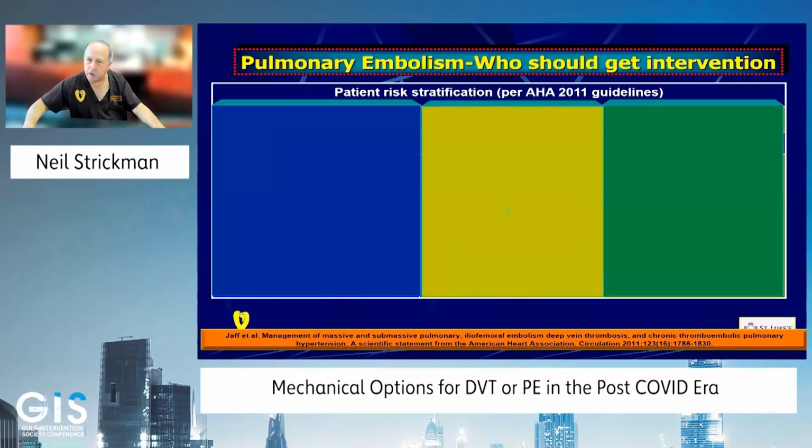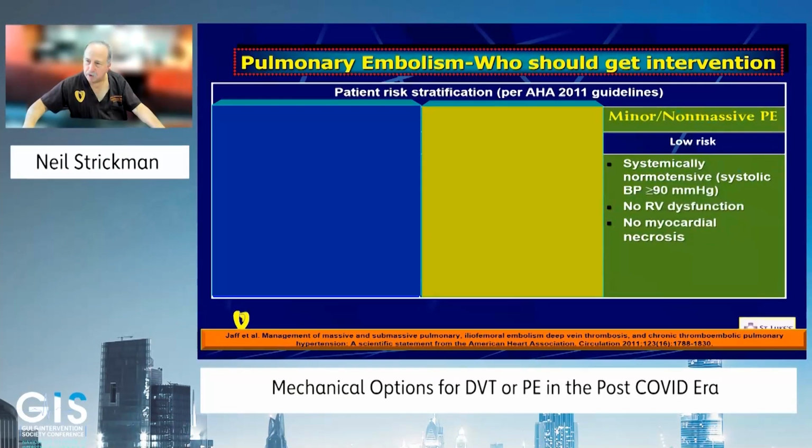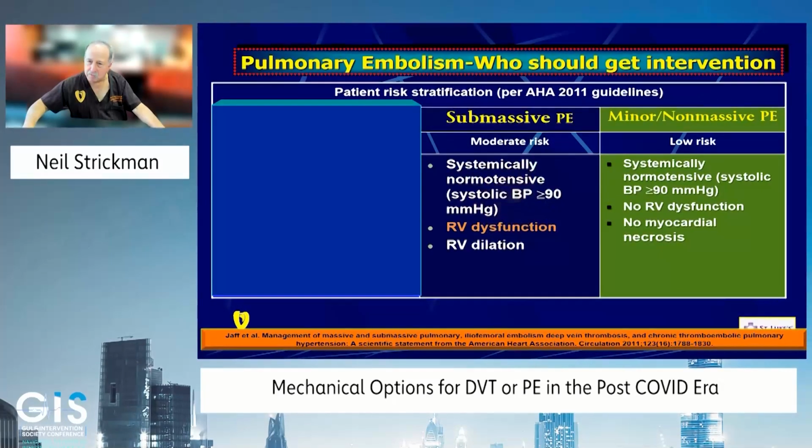But how about in pulmonary embolism? Who should get intervention? Well, if it's a minor or non-massive PE, we can then use systemic lytics. The patient is normotensive, there is no RV dysfunction, and no myocardial necrosis. In submassive PE, the patients are normotensive, but there is RV dysfunction and RV dilation by echocardiogram.